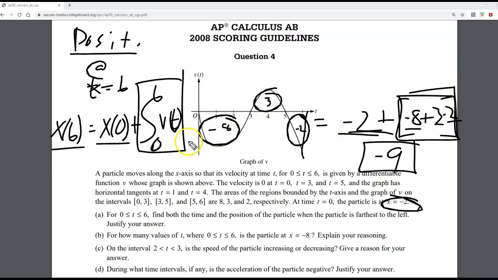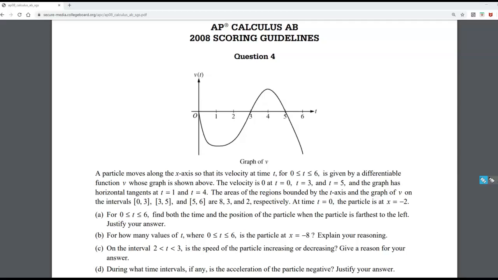Okay, so displacement, you keep the signs as they are given to you, but with distance, you take the absolute value. Okay, so there's that. Now we're kind of in a better place to answer this question B here. It says, for how many values of t on the interval from 0 to 6 is the particle at x equals -8? Explain your reasoning.